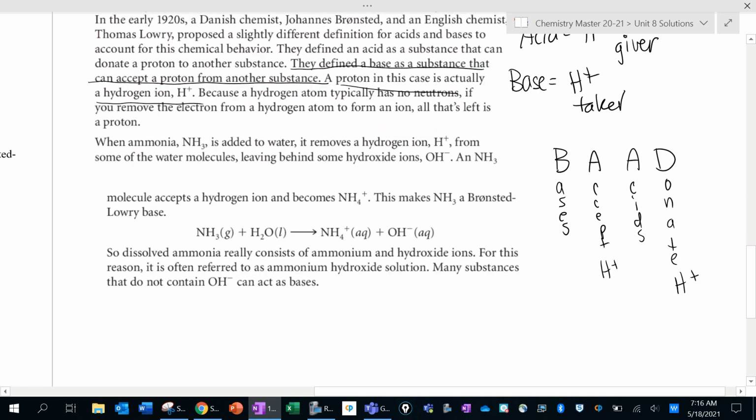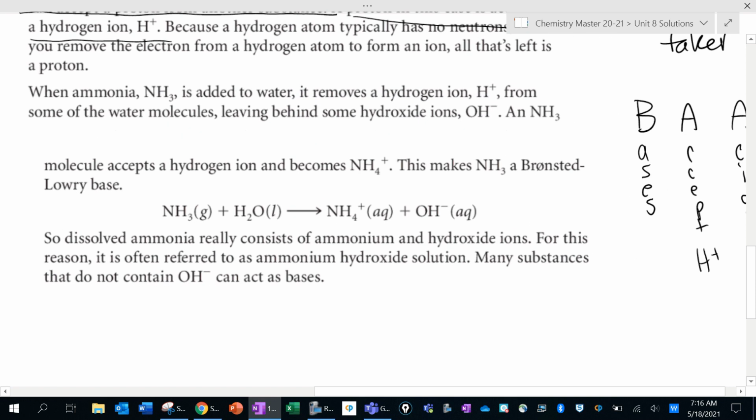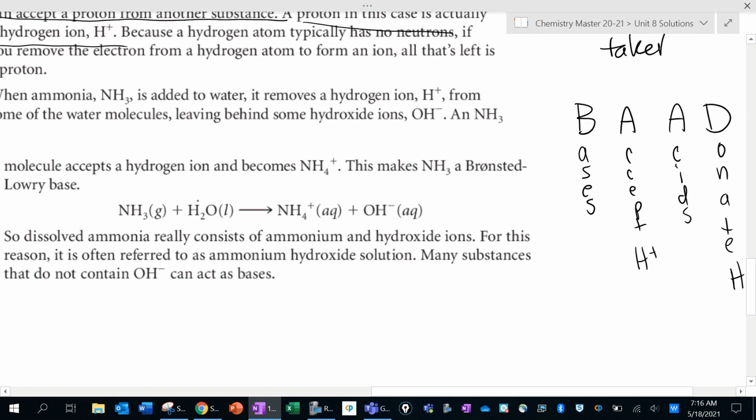So if we look down here at this example, we can see how that works. If you stick NH3, ammonia, in water, ammonia is a base, so it is a hydrogen taker. It's going to take a hydrogen from water. When it does that, NH3 becomes NH4+, and the H2O is now OH minus. It took one hydrogen away, right? So now it's just one hydrogen and one oxygen. So we can see how we made a hydroxide ion, even though this substance doesn't have any hydroxide in it.